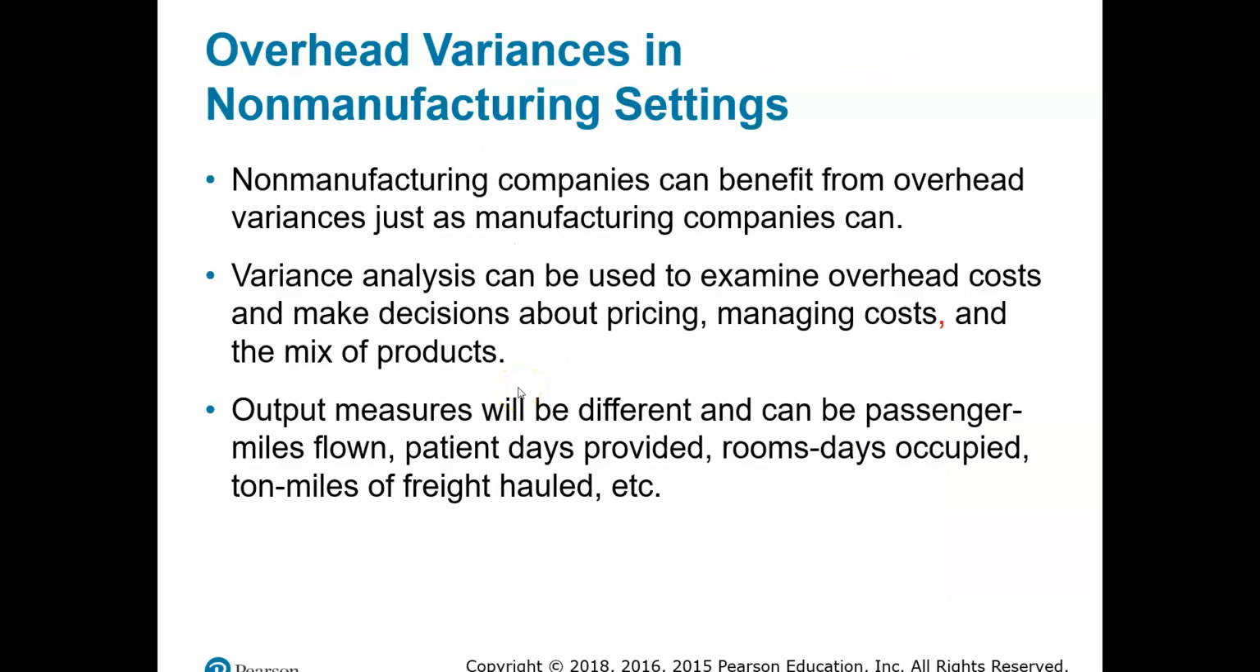What about non-manufacturing settings? Well, we can use variance analysis for those as well. For example, output measures are going to be different. Miles flown, patient days provided, room days occupied, ton miles of freight hauled. What about other service settings, professional settings, such as tax returns done? We can find out what's causing variances.